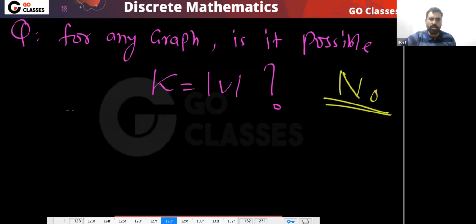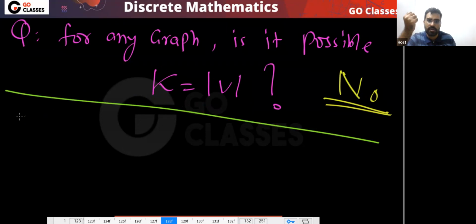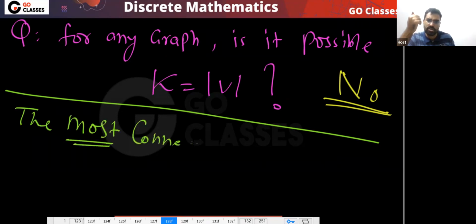Because see, the most connected graph, tell me one thing, the maximum kappa you can have. Which graph has maximum kappa? Which graph is most connected? Remember, kappa tells you how much connected your graph is. This connectivity number tells you how much your graph is connected. Who is the most connected graph? The most connected graph is the complete graph.